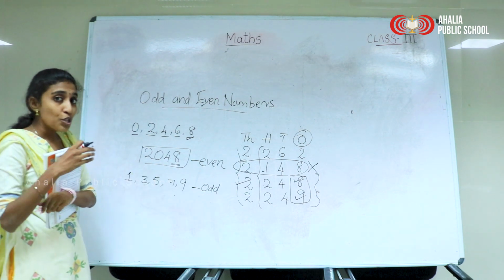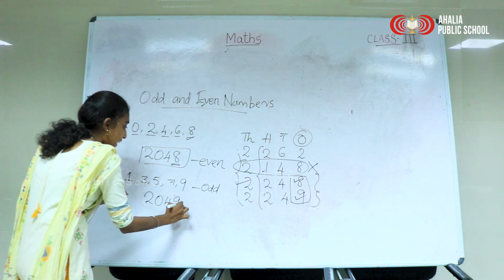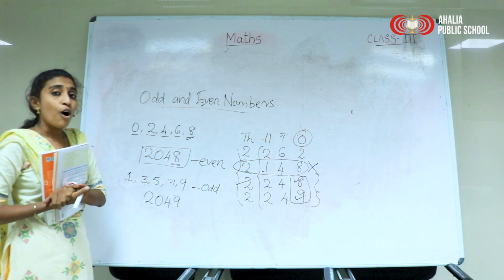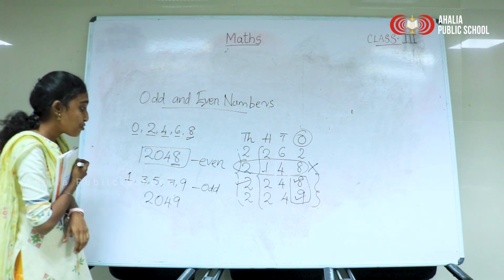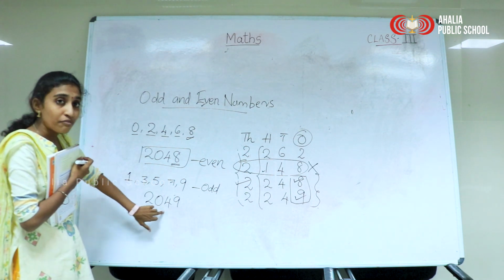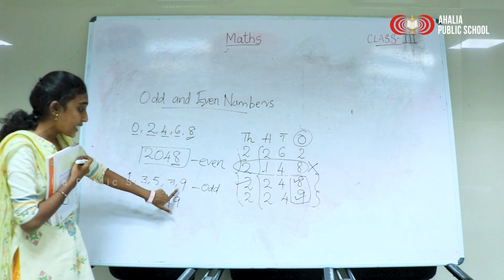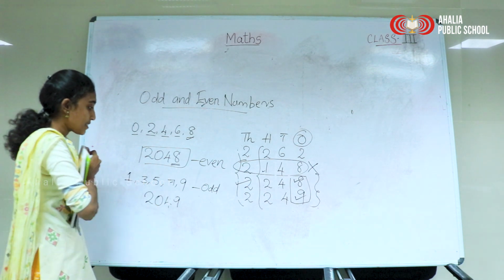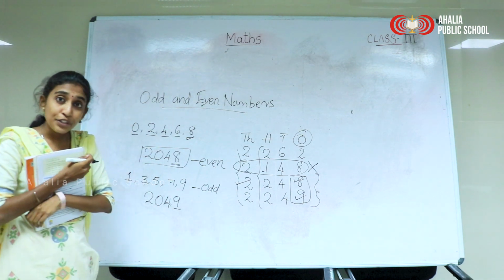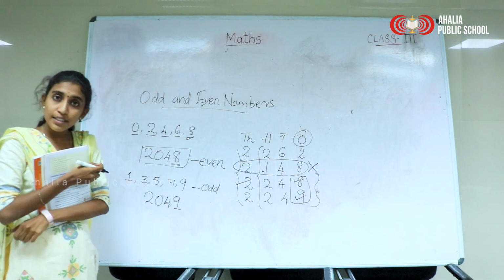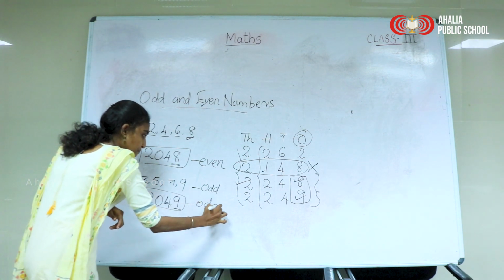Suppose you were given a question whether 2049 is an odd number or an even number. What will you do? Yes, you have to check the last digit of this number, that is, the digit in ones place. In ones place we have what? 9. We already knew 9 is an odd number. So this number will be odd.